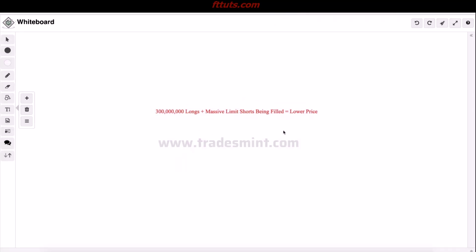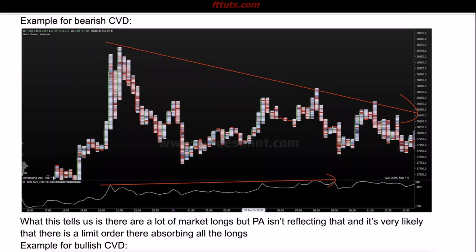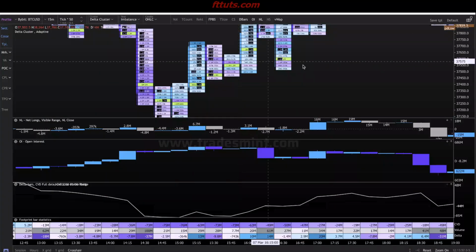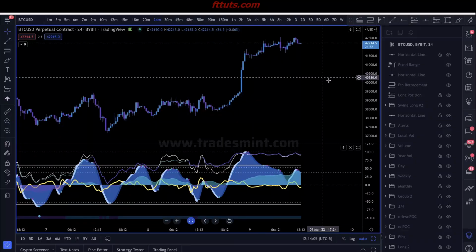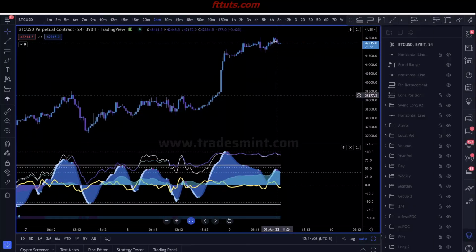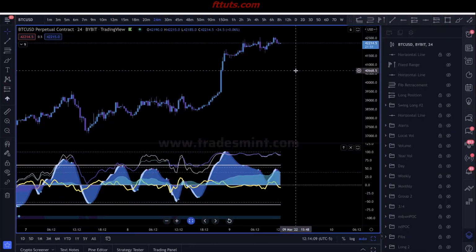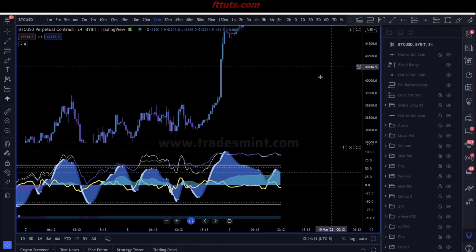This is how we are going to use CVD: to fill in the blank of what should be happening but isn't. A great example of this locally is something we just saw recently. Bitcoin actually got a move to the downside right here, and this happened on a very local time frame.